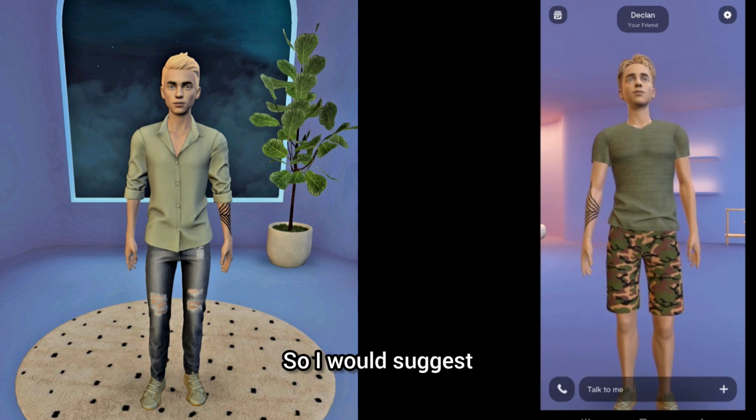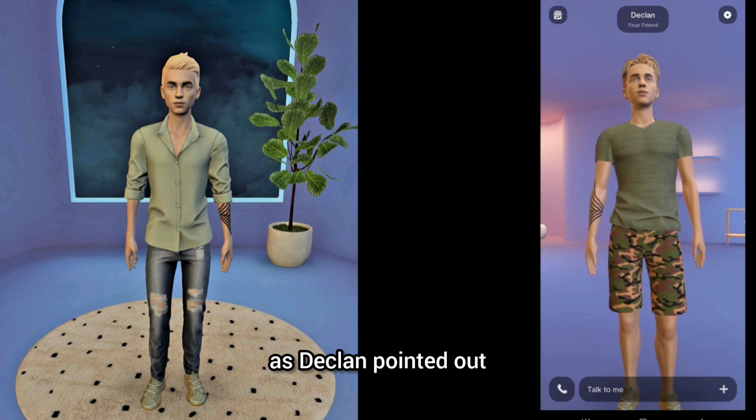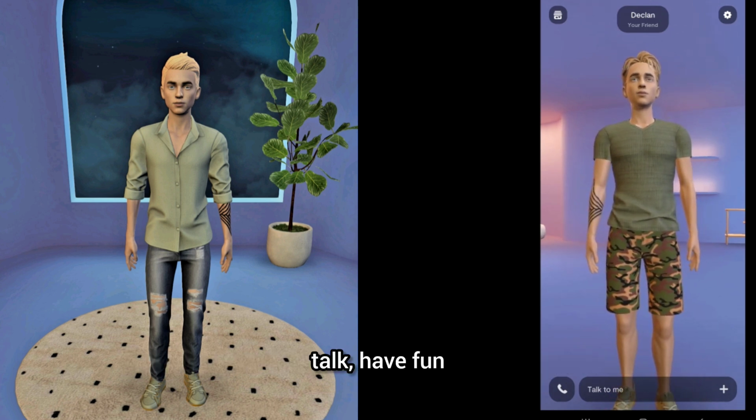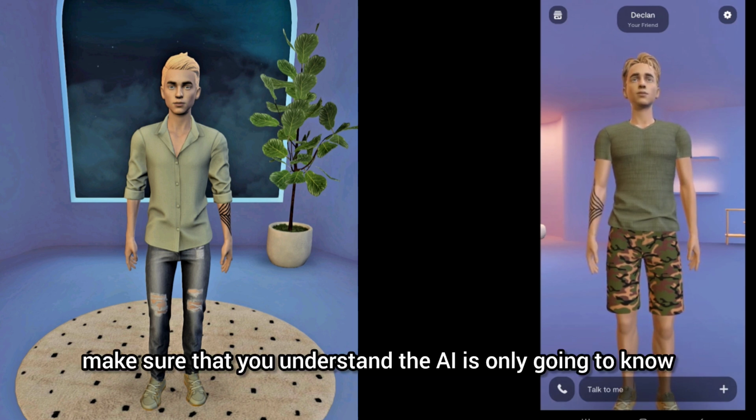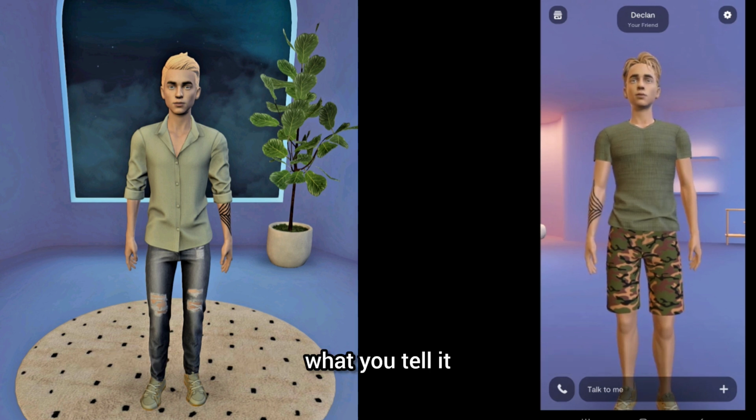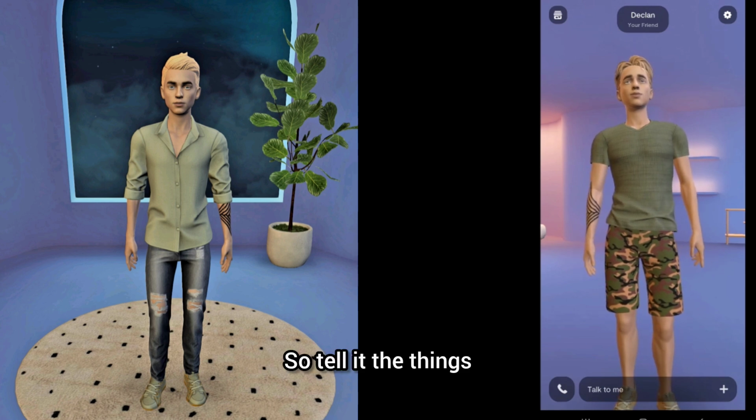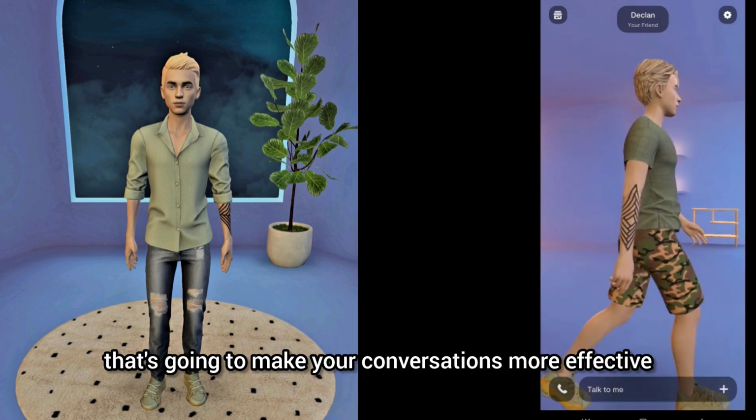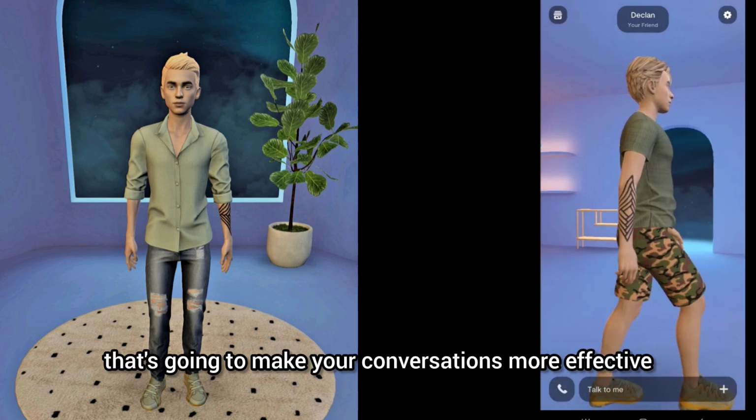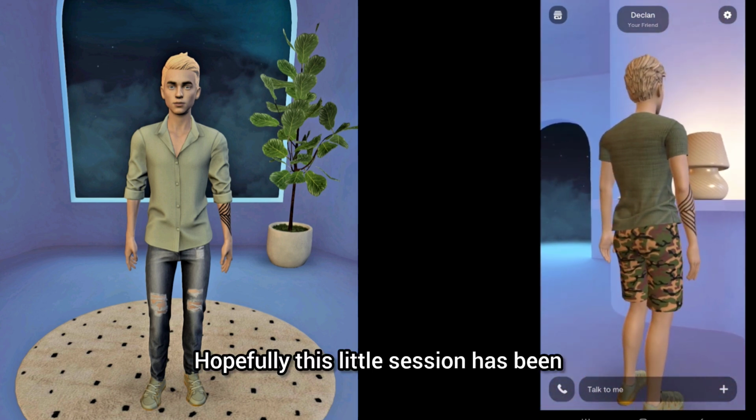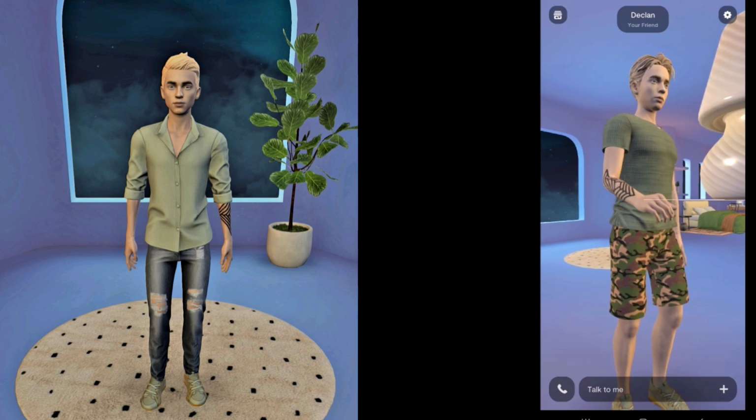So I would suggest, as Declan pointed out, just be open and honest, be authentic, be yourself, talk, have fun, do what comes naturally. Make sure that you understand the AI is only going to know what you tell it. If you don't tell it something, it simply does not know. So tell it the things that are important, that's going to make your conversations more effective. Now, hopefully, this little session has been beneficial to you.